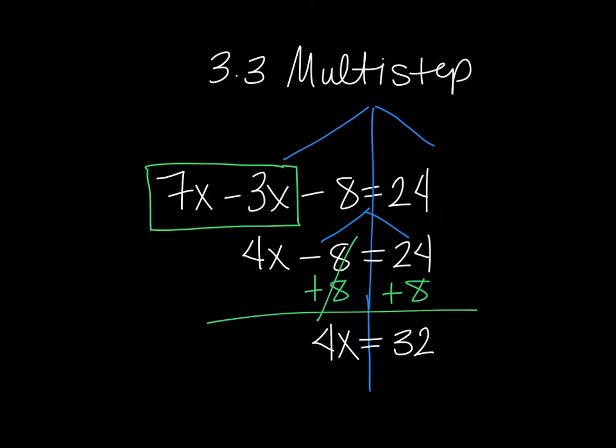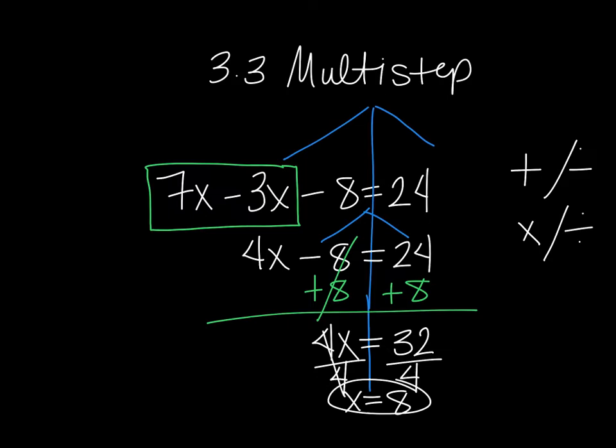And then I have 4 times x, 4 groups of x. So I'm going to do the inverse of that. I'm going to divide by 4. And so I get my 1 here. And so I just have x equals, and 32 divided by 4 is 8. So I get x equals 8. So multi-step. Go ahead and get rid of your green guys first. Do your adding and subtracting first. Then do your multiplying and dividing after that. But before any of that, simplify.